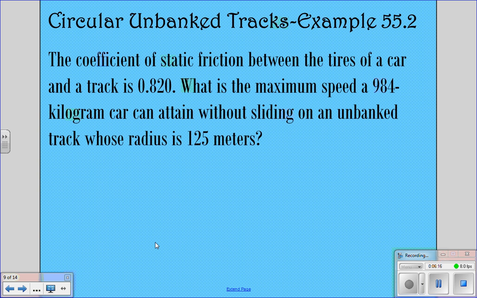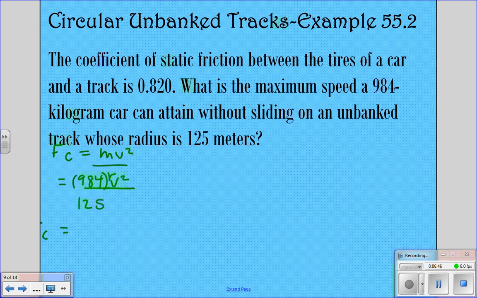So we're going to start with our centripetal force formula, mv squared over r, and we're going to fill in what we can. We know that the mass is 984. We are looking for the max speed, so we don't know our velocity squared, and our radius is 125. And so that is your centripetal force.